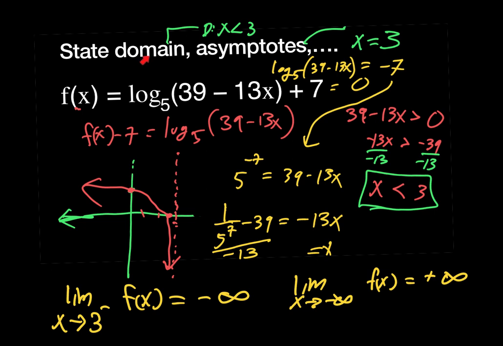So I have a domain restriction. I have asymptotes. Once I figure out this, I realize that my range has no restrictions. There are no values that my y cannot be, so I do not have any horizontal asymptotes in logarithmic functions.